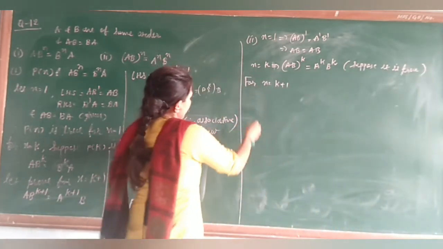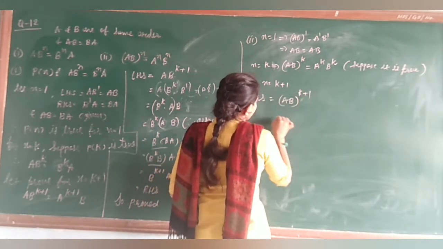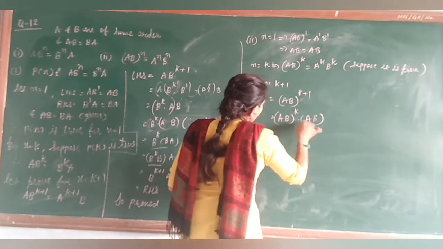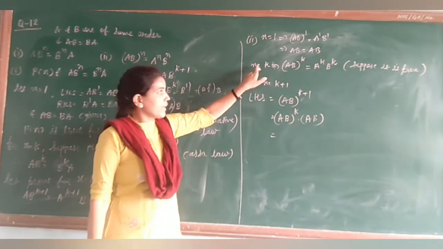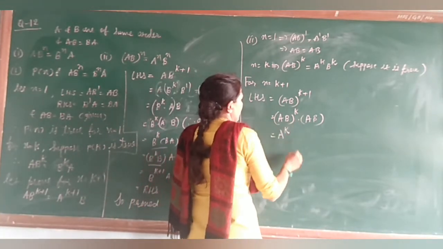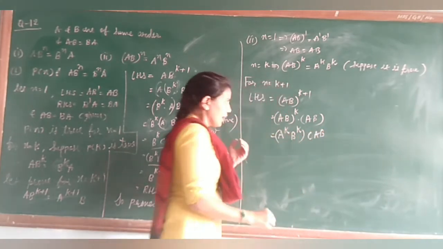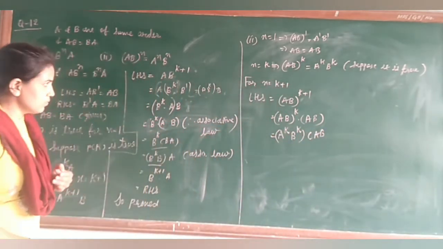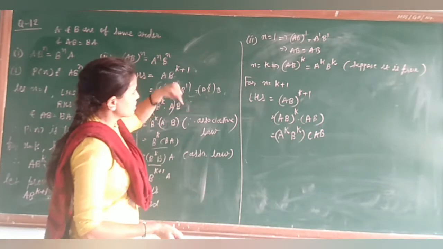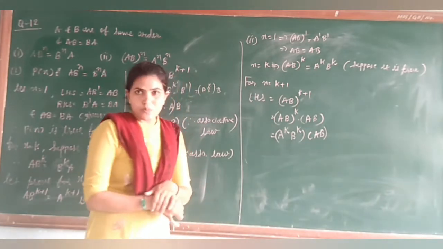Now for n is equal to k plus 1, what can be your LHS? ab raised to k plus 1. So here I am writing ab raised to k into ab. Now from this part, ab raised to k is equal to a raised to k b raised to k, so I am writing a to the power k and b to the power k into ab. Now again, associative law is applied here. Before applying the associative law, we have to prove ab raised to k plus 1 is equal to a raised to k plus 1 and b raised to k plus 1.